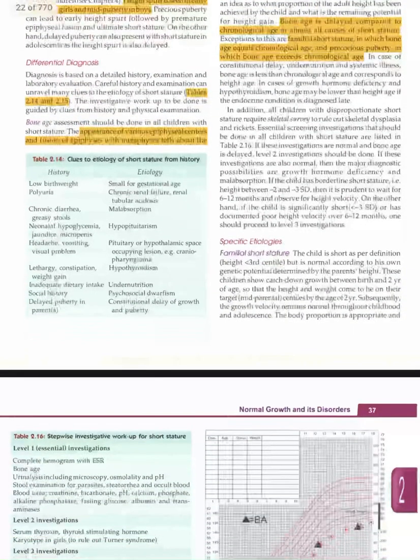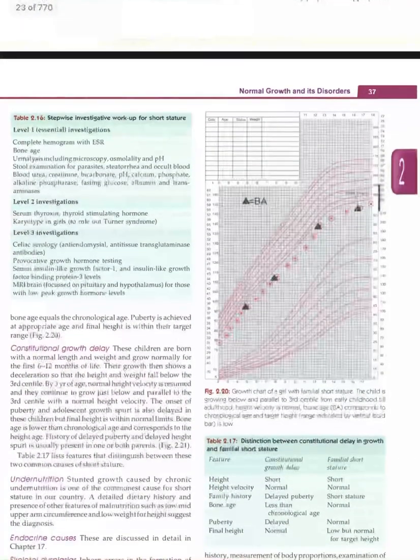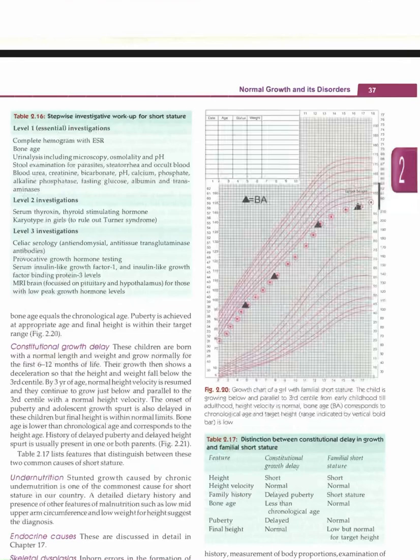So now come to the specific etiologies. Familial short stature: the child is short as per definition, height less than 3rd percentile, but is normal according to his own genetic potential determined by parents' height. These children show catch down growth between birth and 2 years of age, so that the height and weight come to lie on their target mid-parental centiles by the age of 2 years. Subsequently, the growth velocity remains normal throughout childhood and adolescence. The body proportion is appropriate and bone age is equal to the chronological age. Puberty is achieved at appropriate age and final height is within their target range.